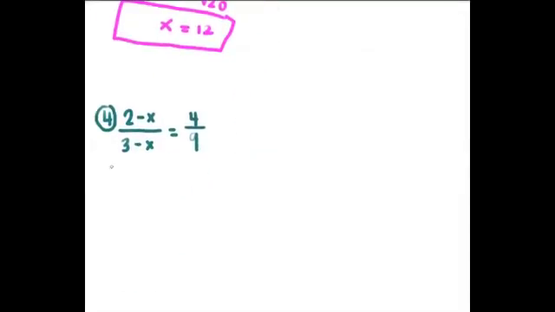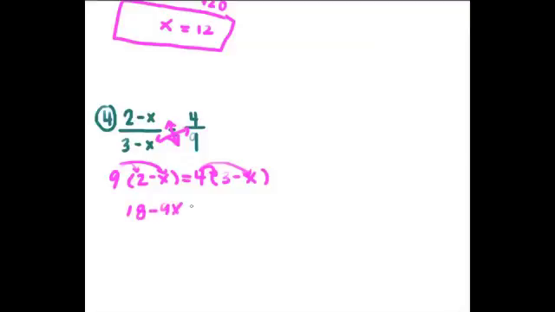So let's do it the cross multiply way. I have one fraction on each side, so I know this is going to be okay. So I'm going to go 9 times 2 minus x, and then 4 times 3 minus x. So you take the two diagonal things there. Let's distribute these numbers in. So 9 into 2, 9 into x, 4 into 3, 4 into x, so 18 minus 9x equals 12 minus 4x.